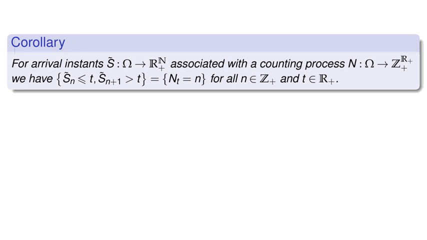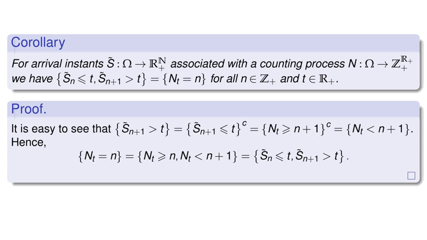As a corollary to this, for the arrival instants S tilde associated with the counting process N, we have that the event S tilde n is less than or equal to t and S tilde n plus 1 is greater than t is equivalent to the event N t equals n. This holds for all non-negative integers n and all non-negative times t.